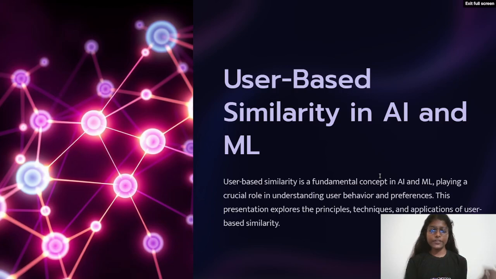Here's how it works. In user-based collaborative filtering, first they identify similar users, then they make recommendations. For example, imagine a streaming platform. If user A and user B have watched and highly rated several similar movies, the platform might recommend movies user B has liked to user A.